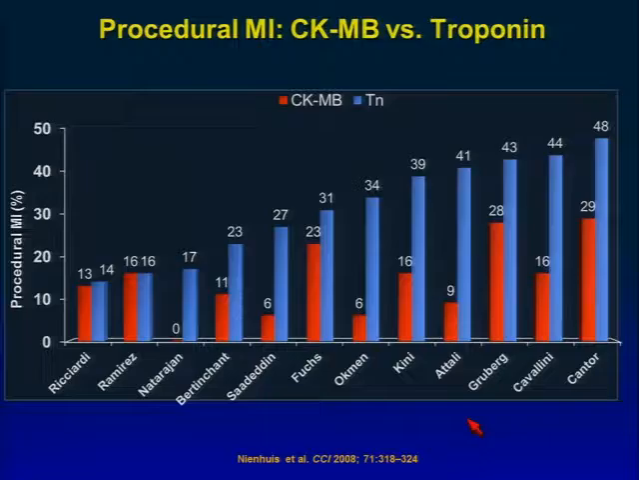So this is data from all of the studies. This is a meta-analysis of studies looking at the frequency of procedural MI if you were to use CKMB, in red, or troponin. And as we can see, the rate of procedural MI varies pretty significantly, and it is consistently higher if troponin is used. So it's more sensitive, and in at least a few of the studies, nearly half of the patients could have been diagnosed with a procedural MI if you were to use troponins.